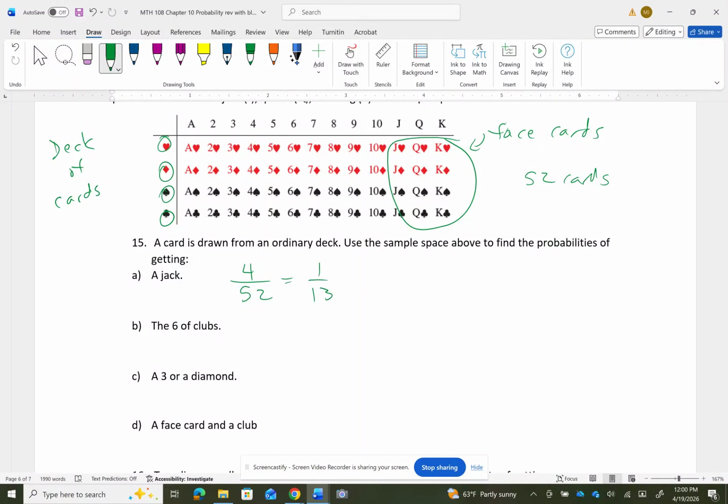All right, what's the probability I'm going to get a 6 of clubs? Well, here's the 6 of clubs. There's only one of them out of the 52, so it'd be 1 over 52.